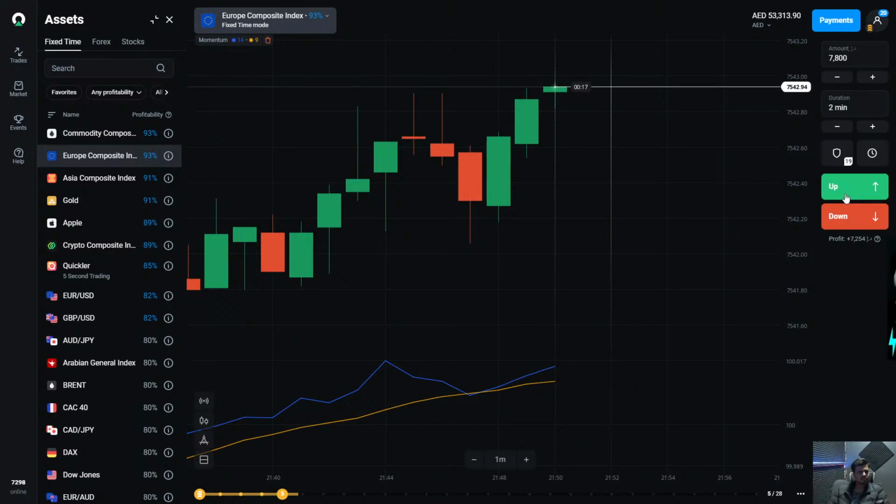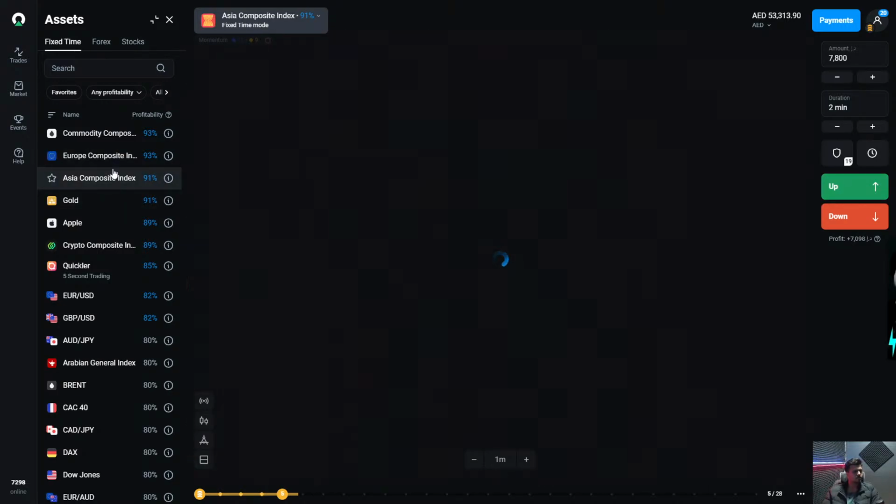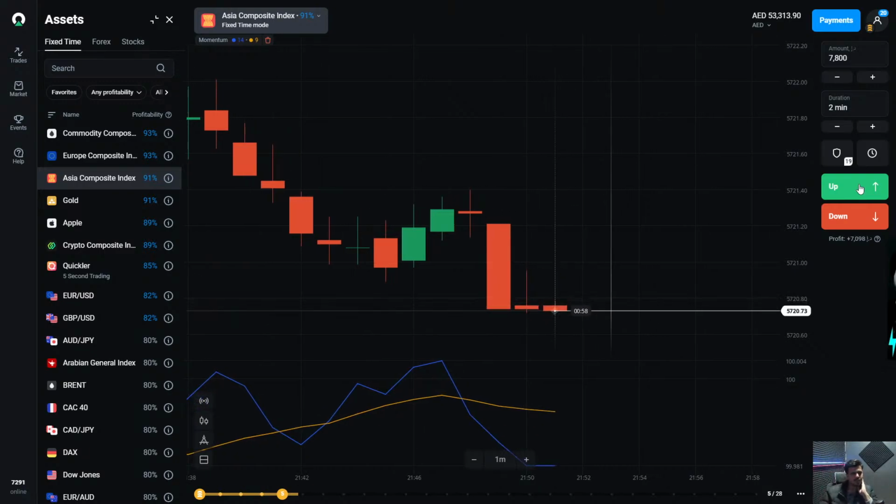20 seconds, 15 seconds, till we can check the other one. 7, 6, 5, 4, 3, 2, 1, and yes, it's trying upward, but it will also move to the downward.